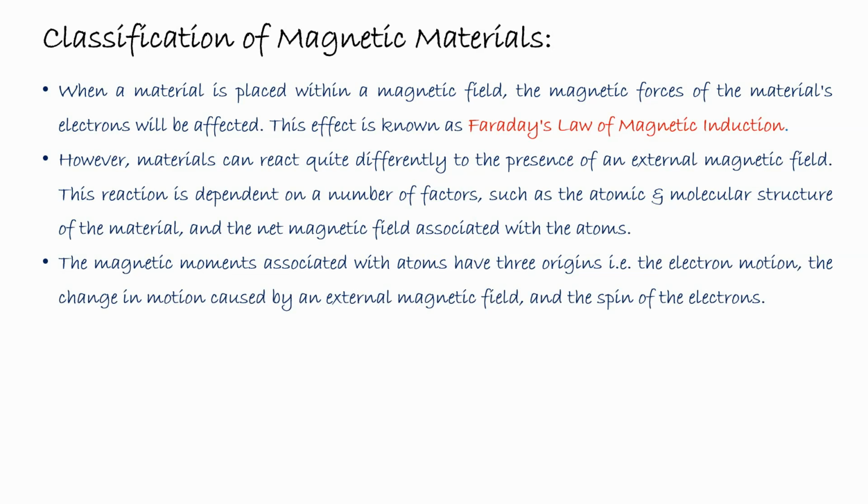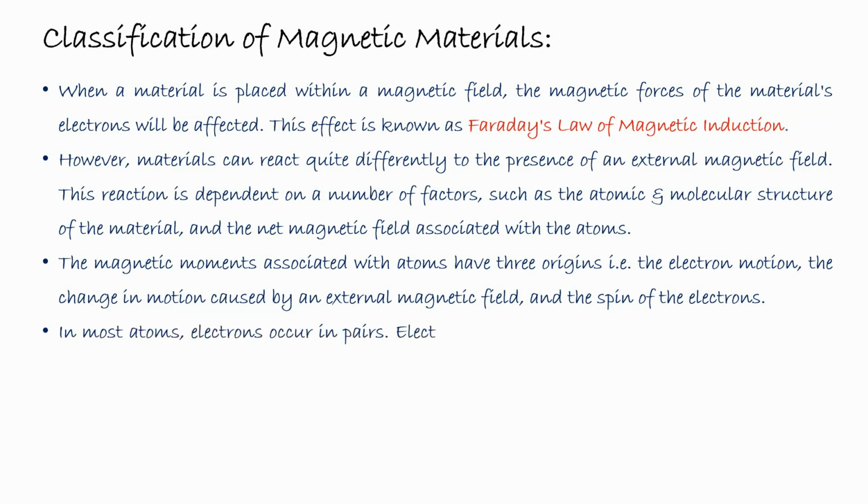As we have already discussed, magnetism is basically created because of the motion of the electron particles. So the magnetic moment depends upon three factors. First is the motion of the electron. Second is the change in motion caused by the external magnetic field, because if we place any material within a magnetic field, then the motion of the electrons within the material will be affected. And third is the spin of the electrons. The electron itself rotates on its axis. This is called the spin of the electron, and the property of magnetism also depends upon this.